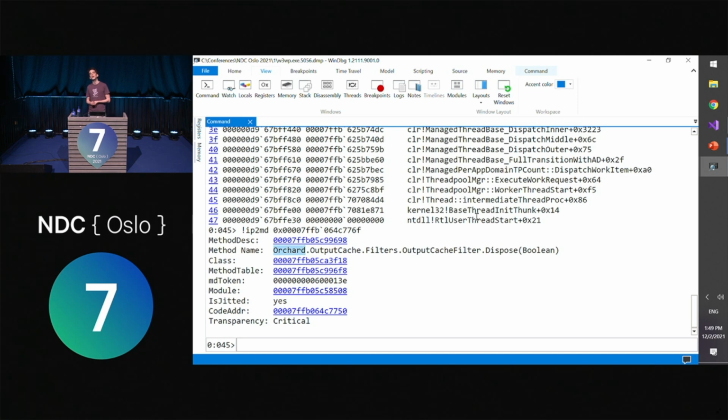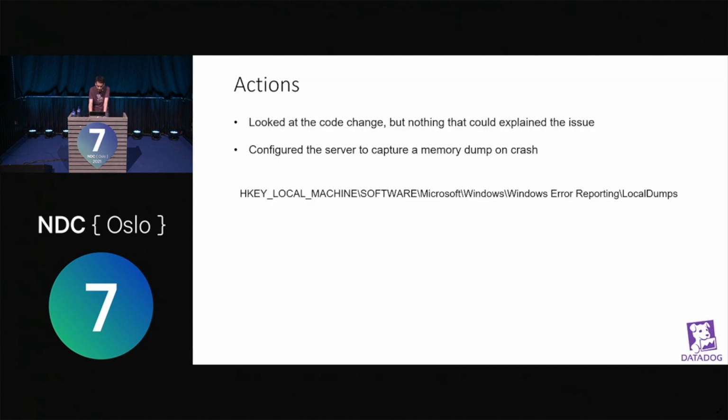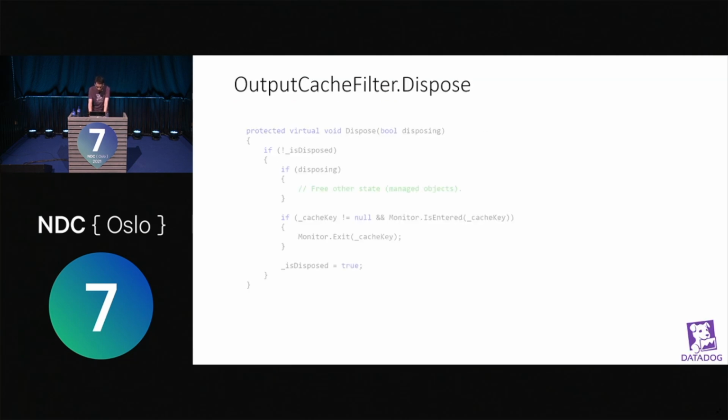So then I decided to look at this function to understand what it's doing. Fortunately, Orchard is open source, so I was able to find it online. And so I have a stripped down version here. It's a fairly straightforward implementation of the dispose pattern. But the interesting parts are right there.